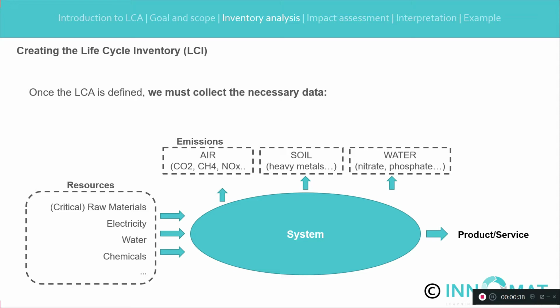So far, we learned that LCA is a matter of calculating the mass and energy balances of a system that produces a product or service as output. The inputs are resources like materials, electricity, water, and chemicals. The LCA practitioner should define the system and quantify the energy and raw material inputs. The result of the calculations must be the list of emissions like carbon dioxide, methane, nitrogen oxides in air, heavy metals in the ground, and nitrate and phosphate in water.